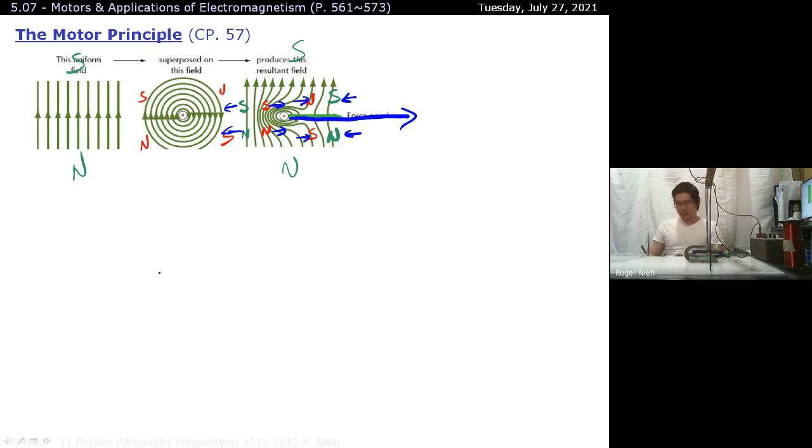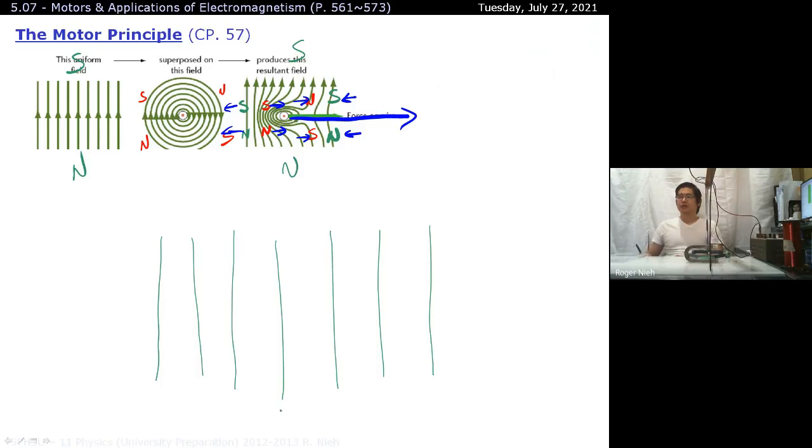If you need me to draw this slightly larger, sure, I can explain this one more time with a larger diagram. Okay, so here are my uniform B fields, where again, north is all the way down here and south is all the way up here. And that's true for each of these arrows. So all these arrows exhibit south on top.